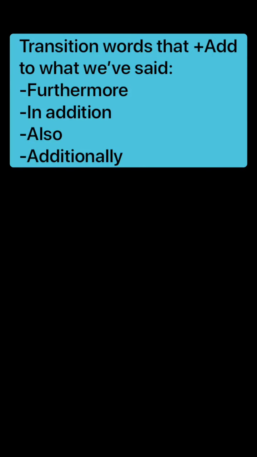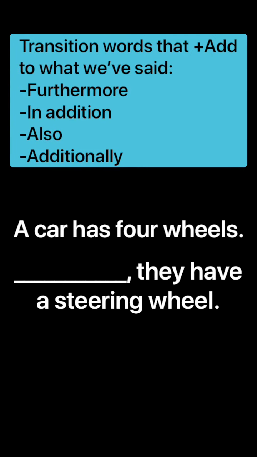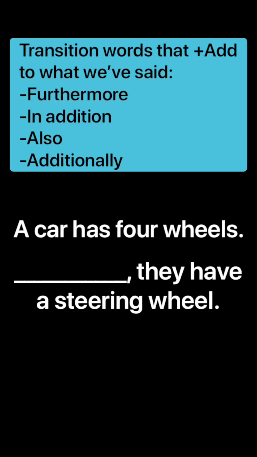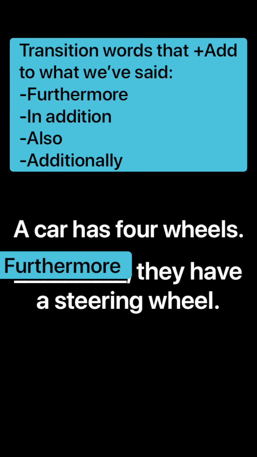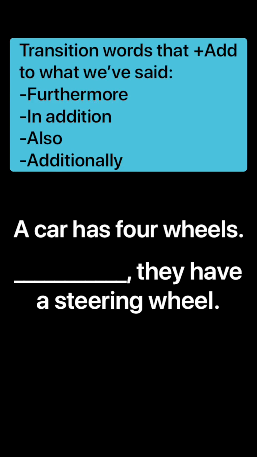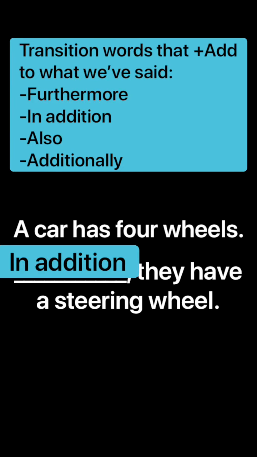Let me show you some other examples of when you might use a transition word that adds on to what we've already said. Okay, first example. The first sentence says, a car has 4 wheels. I want you to pick one of those transition words up at the top and put it in the blank to help us move on to the next sentence that adds more information about a car. You could have used any of them. A car has 4 wheels. Furthermore, they have steering wheels. A car has 4 wheels. In addition, they have a steering wheel.